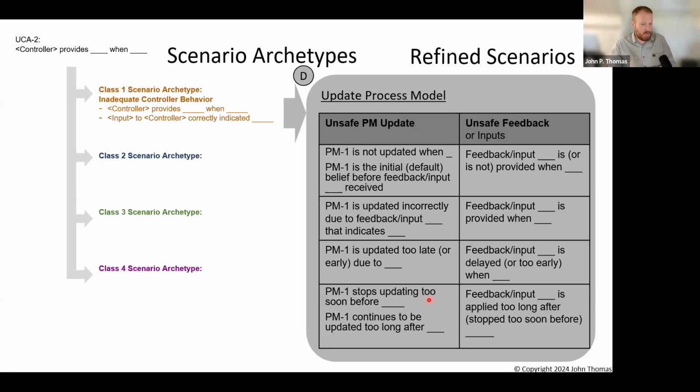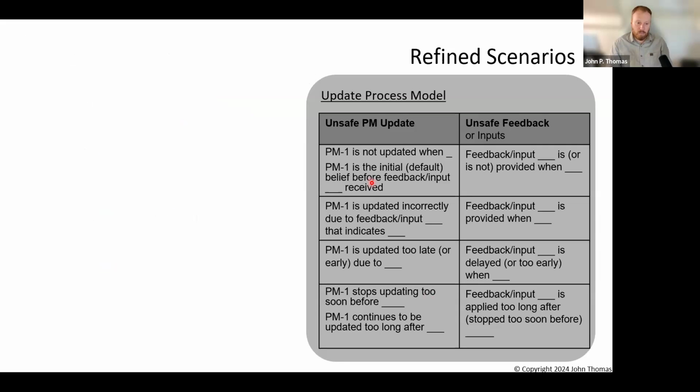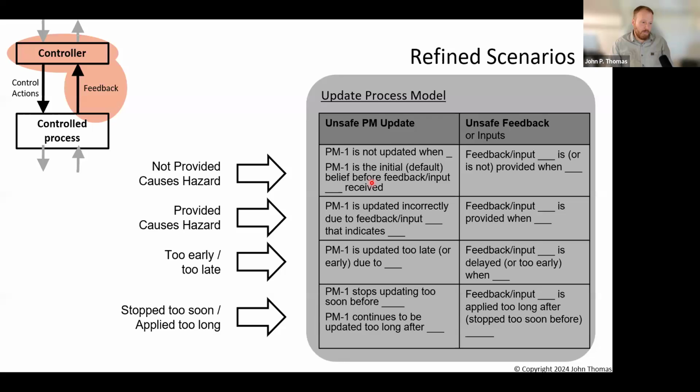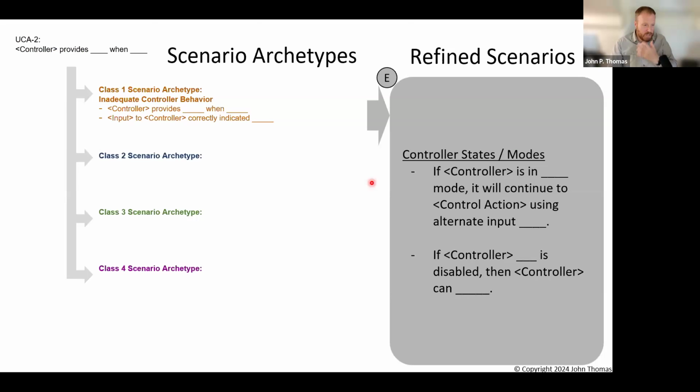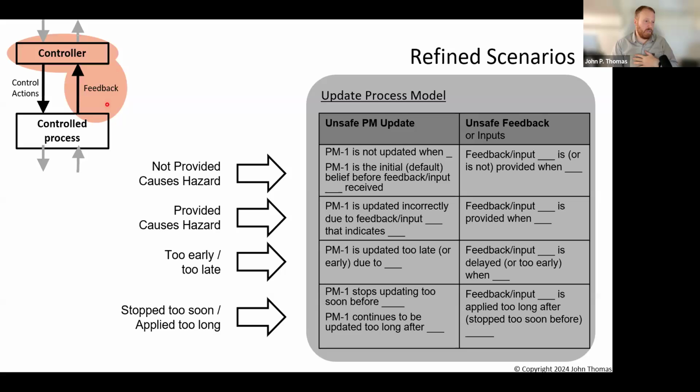Do you see a pattern? This is the same categories we had from UCAs, but they also apply to process models and to feedback. And you can get that in the class 1 scenario architect because that explains why a controller would do this thing anyway. Okay, so we're just taking the same categories and using them on the feedback path to be super rigorous about this and to provide more guidance to folks who may feel like they are still learning and worried about missing something.